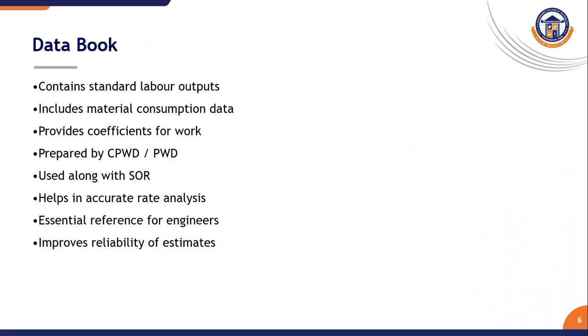Data book. A data book provides the standard data related to labor output, material consumption and coefficients for the different types of works. It is prepared by the standard authority and used along with the schedule of rates. The data book helps the engineer to calculate the labor and material requirement accurately and improves the reliability of a rate analysis.